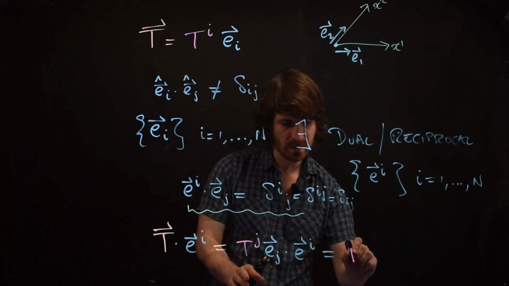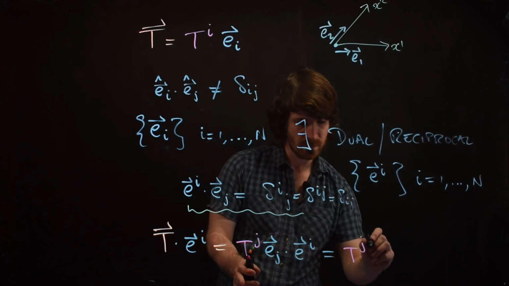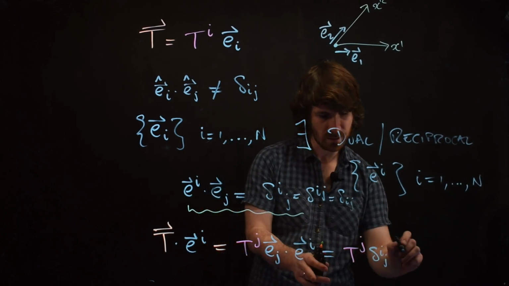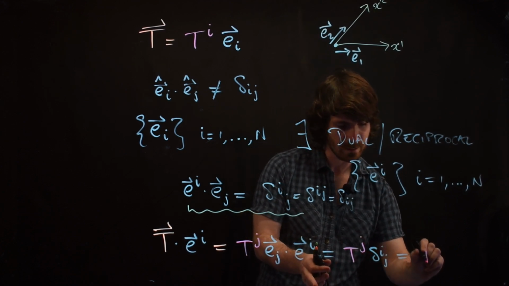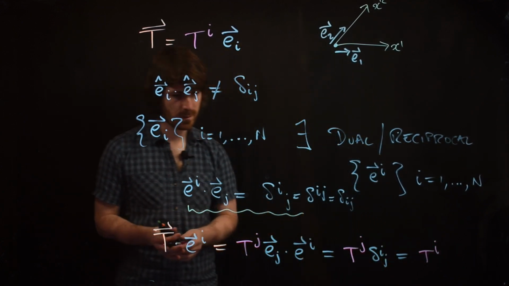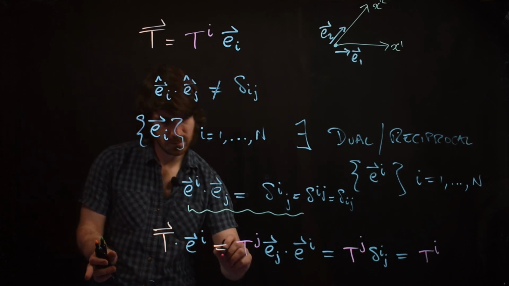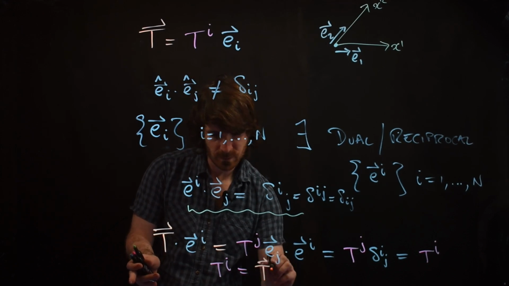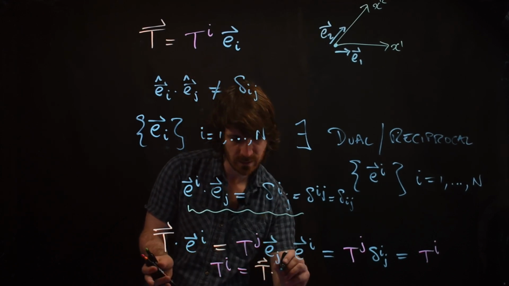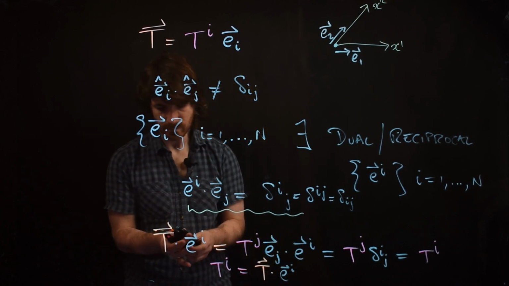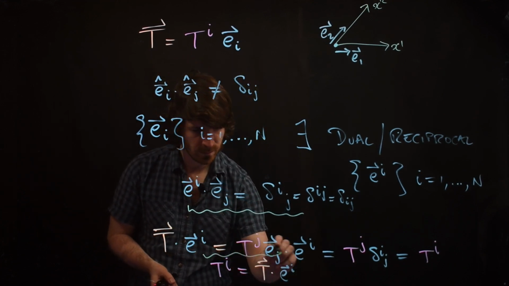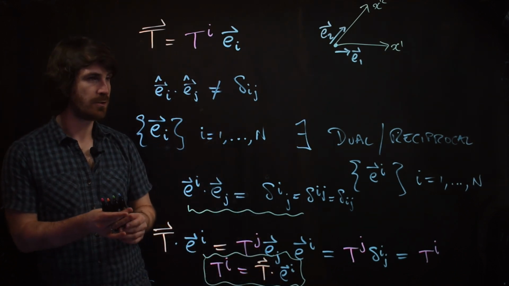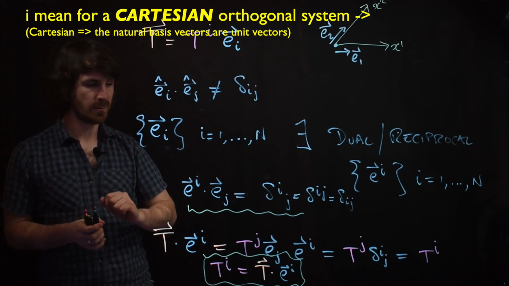This dot product is equal to a Kronecker delta. So this is just t^j delta^i_j, which just equals t^i. So in our case we found that t^i is equal to the vector dotted with the dual basis vector. This is the general result. And for an orthogonal coordinate system, we find that our dual basis vector is equivalent to the natural basis vector.